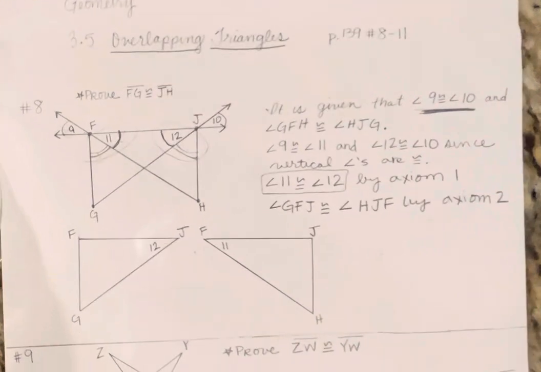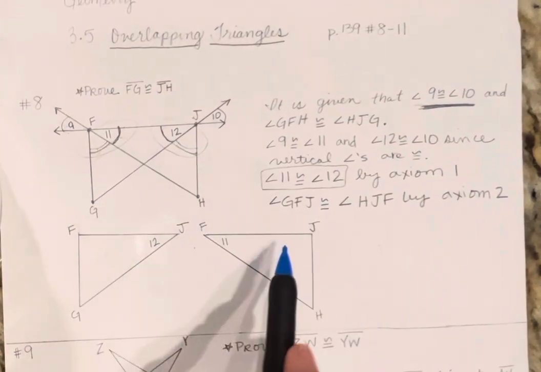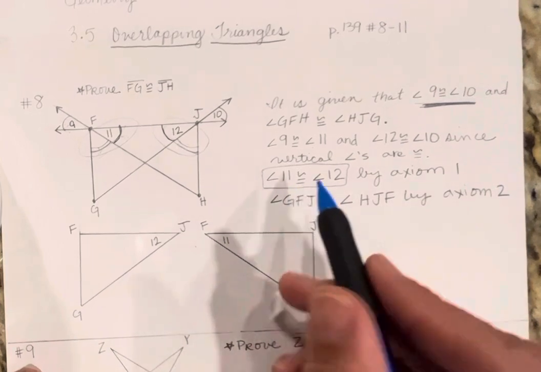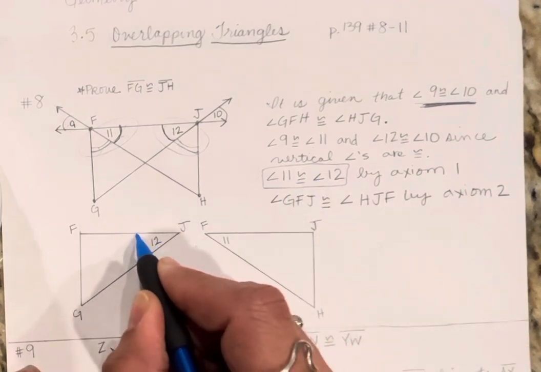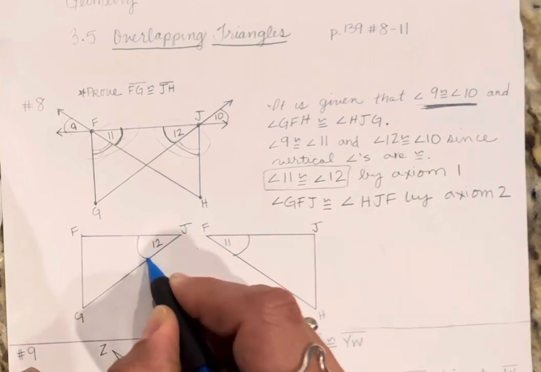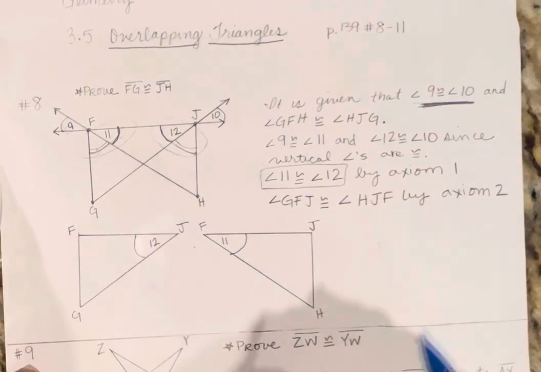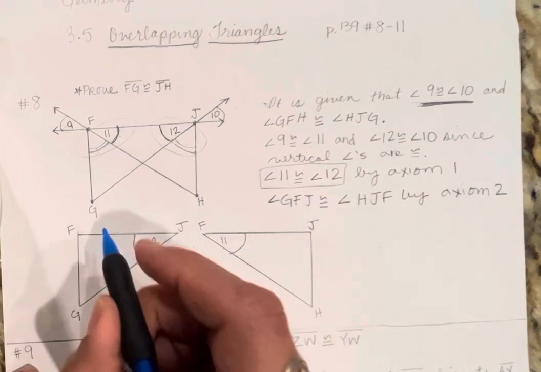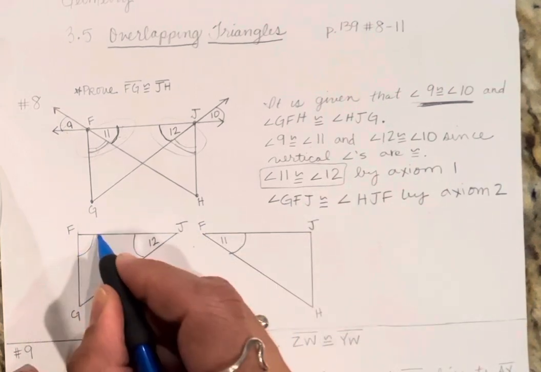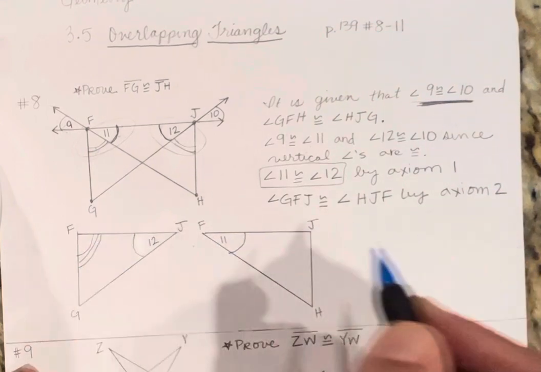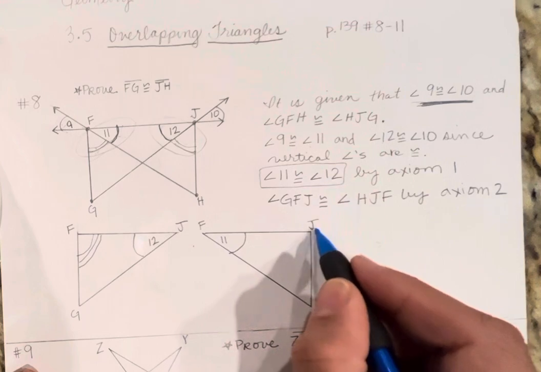Okay, so I've been writing a lot, but I haven't been putting tick marks on my two separated angles down here. So let's just go ahead and fill that in. I already proved that angle 11 and 12 are congruent. I just proved that angle GFJ by axiom 2 is congruent, I'll put 3 tick marks there, is congruent to HJF.